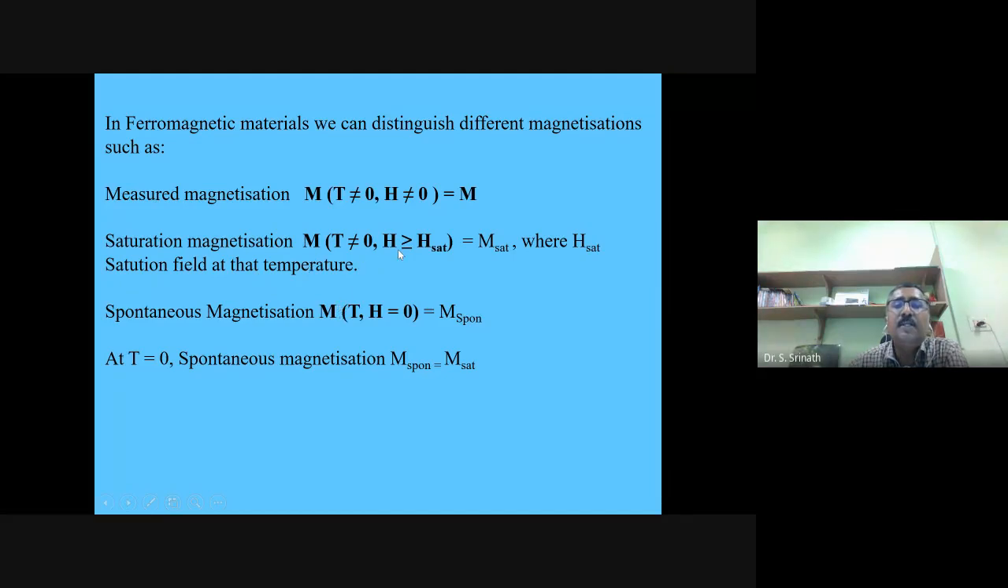On the other hand, for saturation magnetization, the field has to be greater than H saturation. Here actually I will put the other one also: since I have put here H is greater than or equal to H saturation, here T should be less than or equal to Tc. Only then I can talk about spontaneous magnetization.